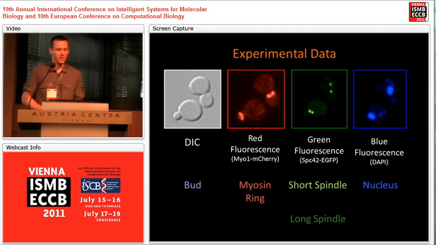So to this end, we went out and performed our own time courses with wild-type strains that had been transformed such that the myosin ring and the spindle pole body were fused to fluorescent proteins and then were viewable with fluorescence microscopy. To calibrate our spindle measurements, we also stained the nucleus with DAPI.